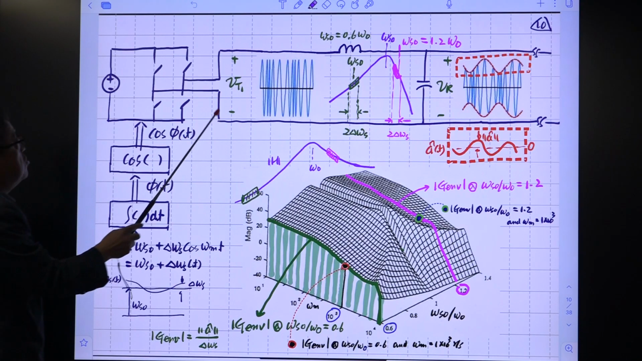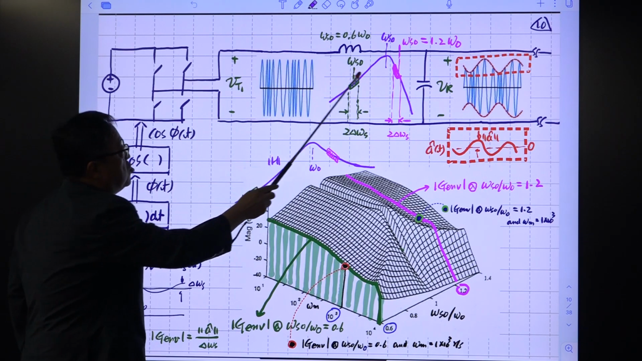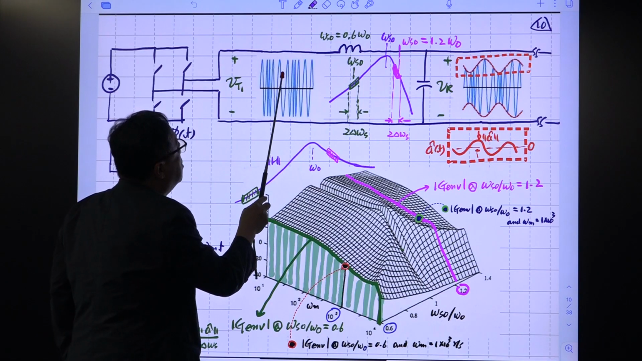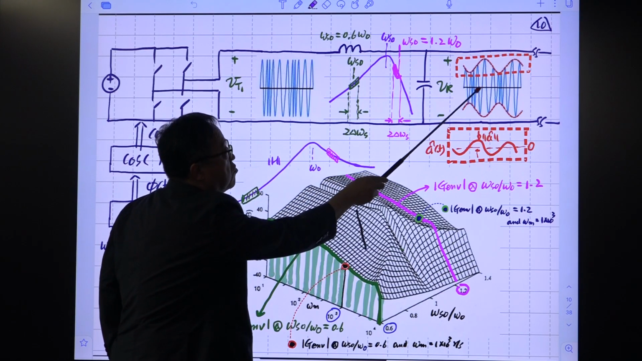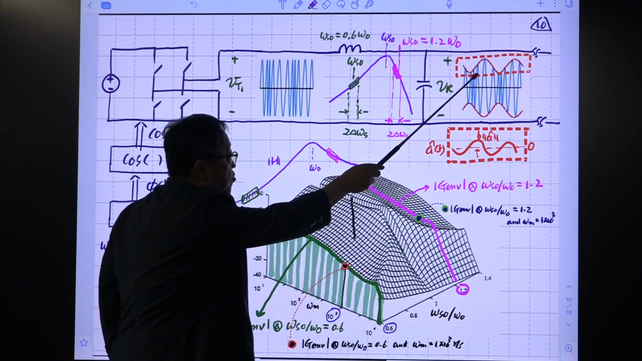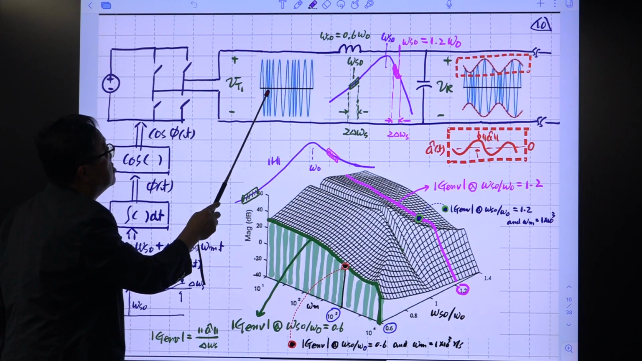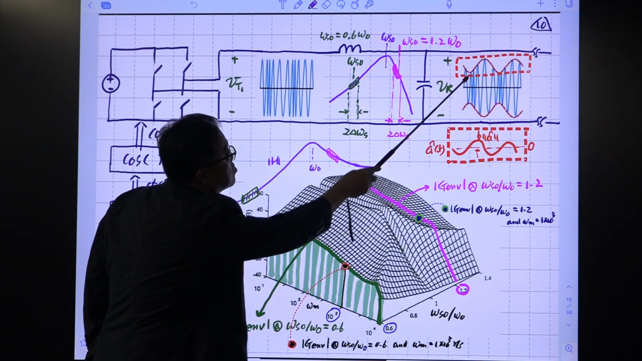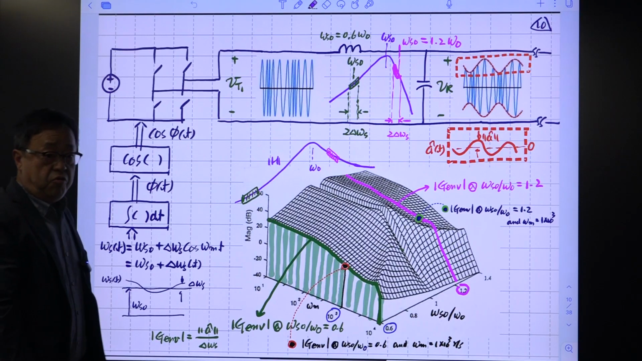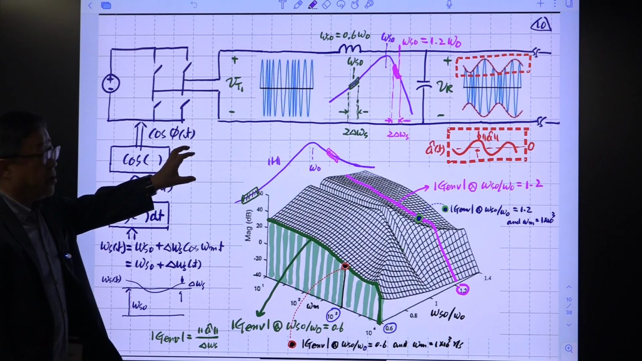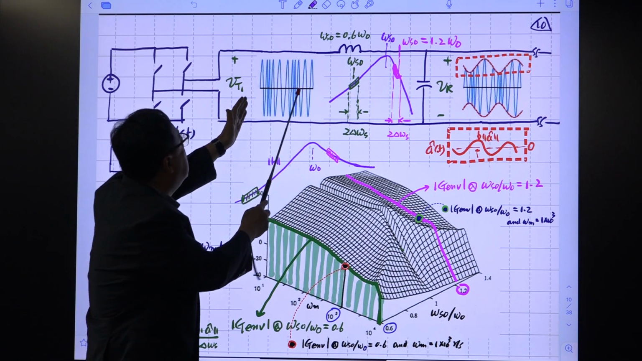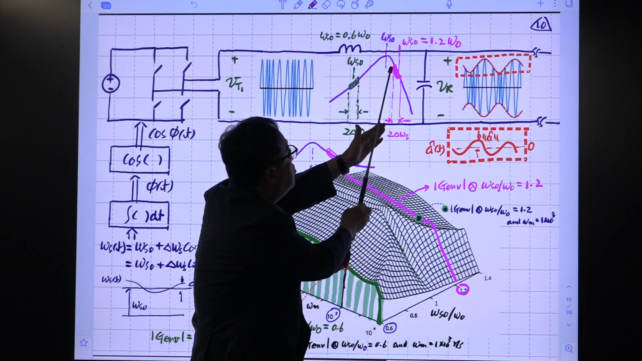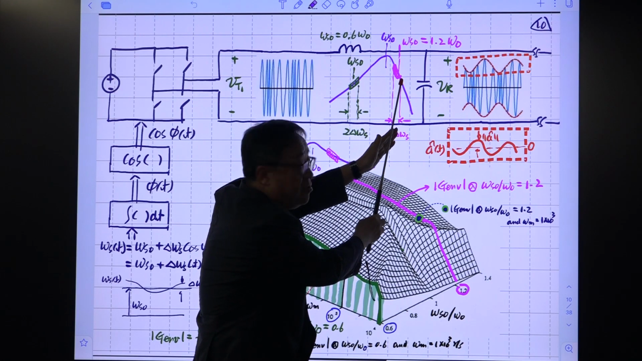When the frequency is slow, we are somewhere here on the gain curve, so the gain is large. Then the magnitude will be large, so you have large magnification. At this high frequency range, the magnitude will be small, so you have small variation. Because the frequency is varied around this area, at the low frequencies the magnitude will be large, and at this frequency the magnitude will be small.